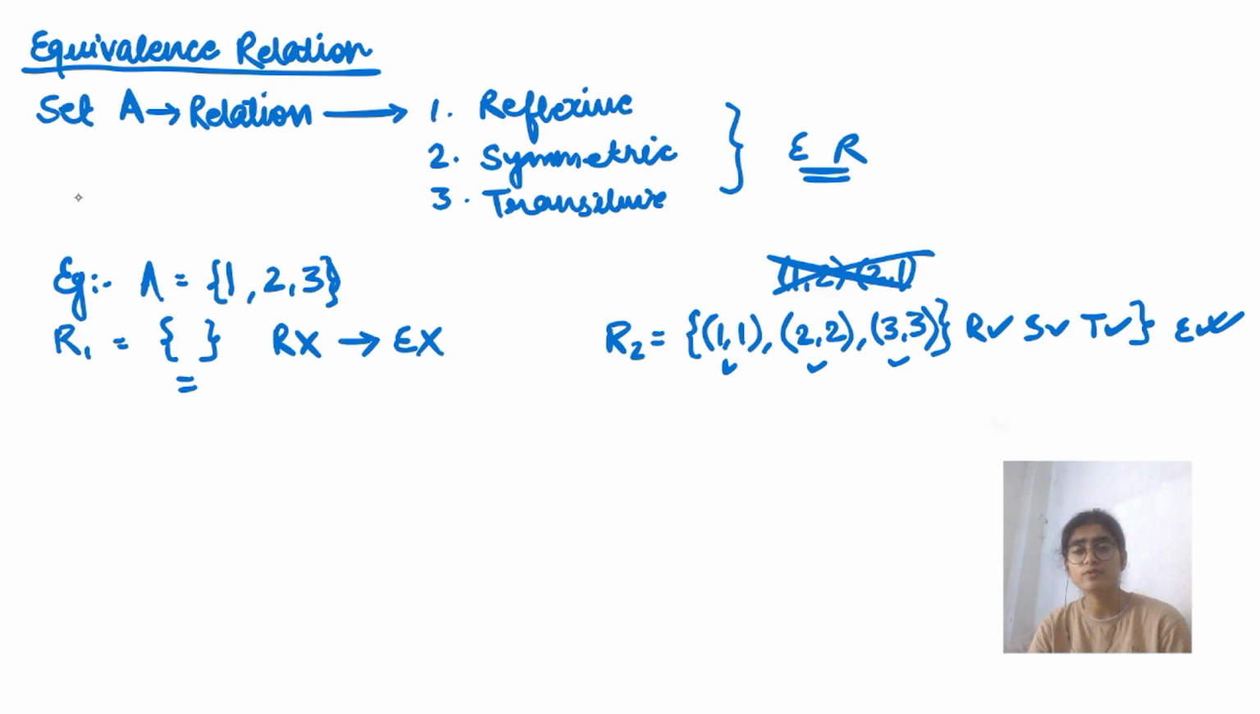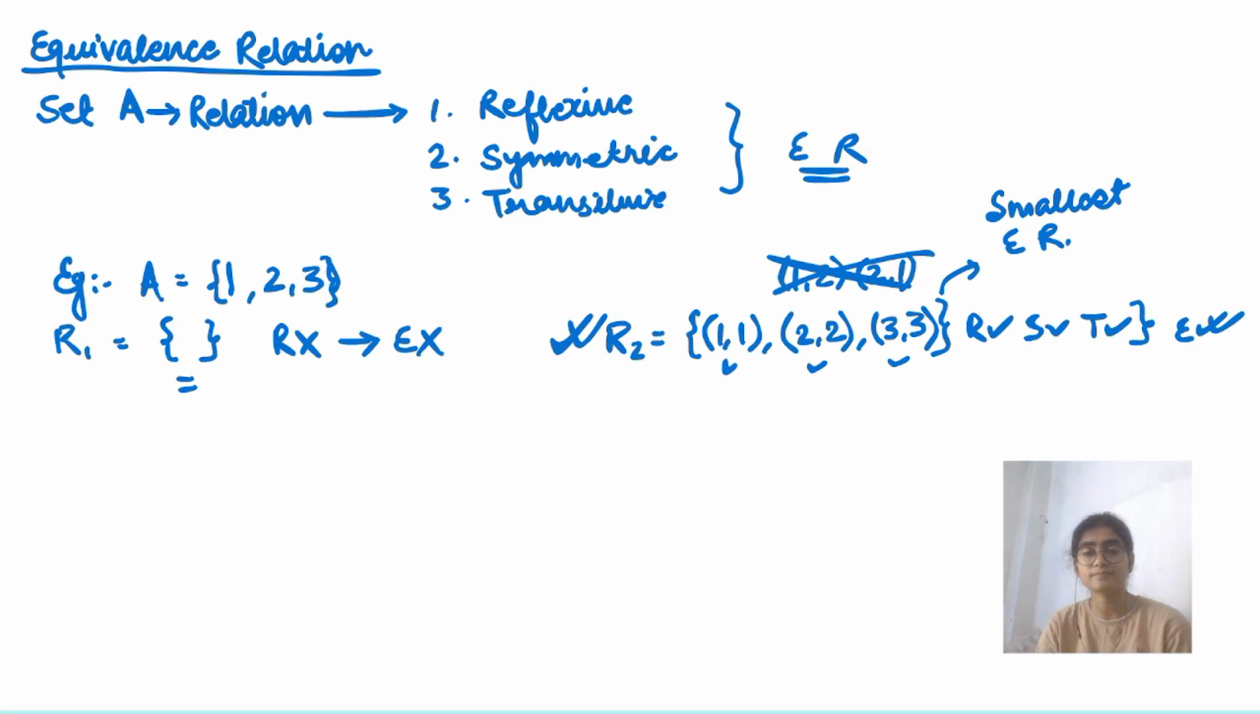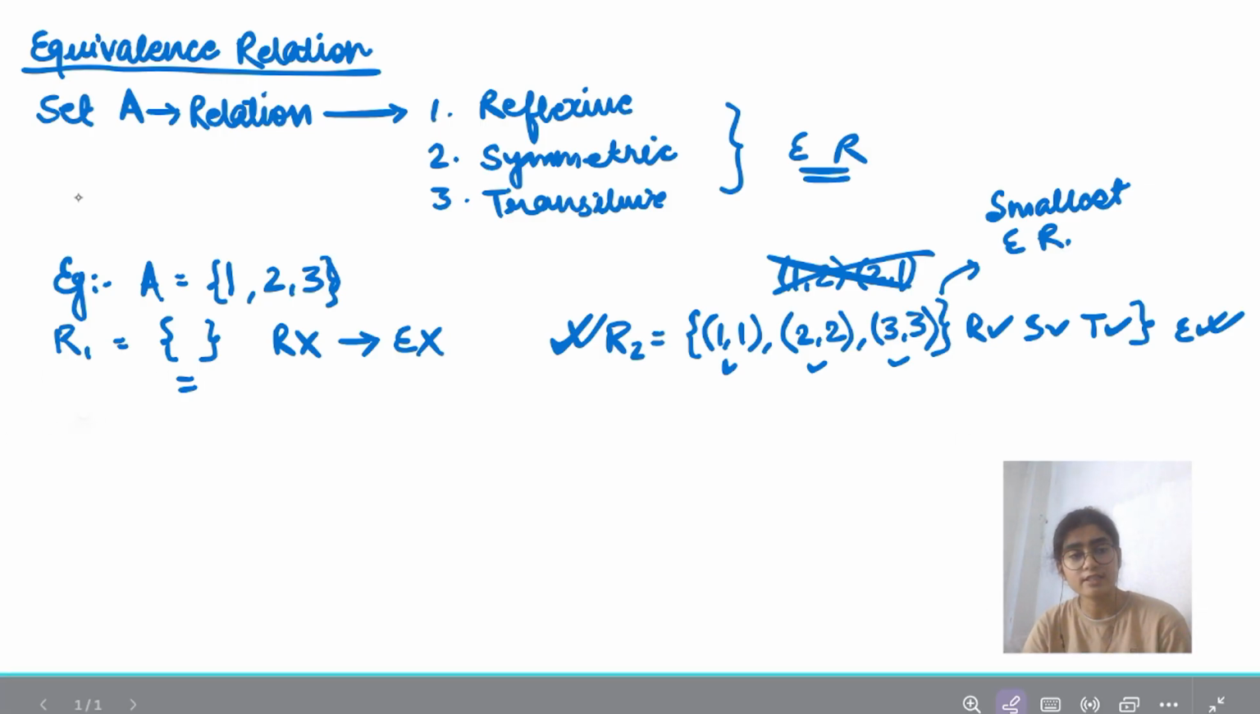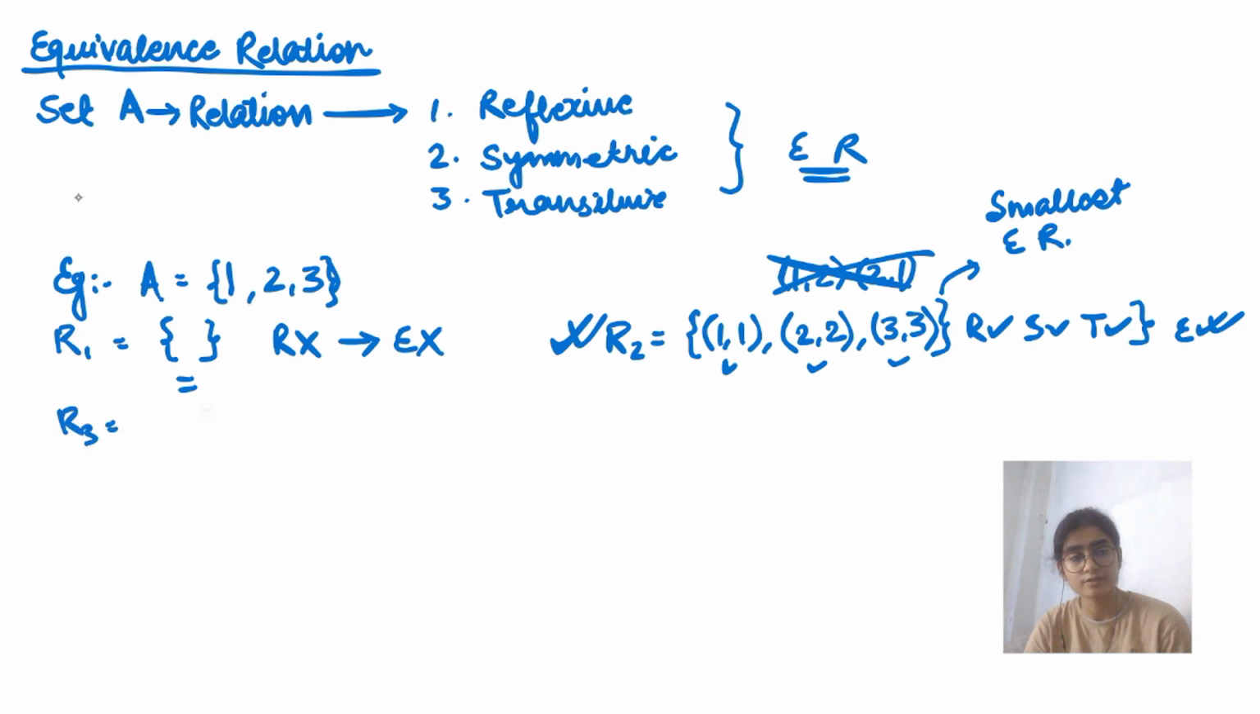And one thing you have to observe here is that the very smallest relation that we can make on this set A is this one, this relation R2. So I should write here, this is the smallest equivalence relation. Okay. Now let's see the next example, R3. We will write here (1, 1), (2, 2), (3, 3), and let's suppose I write here (1, 2).